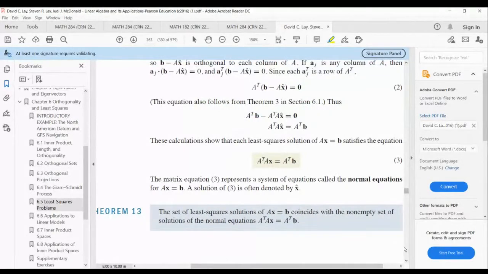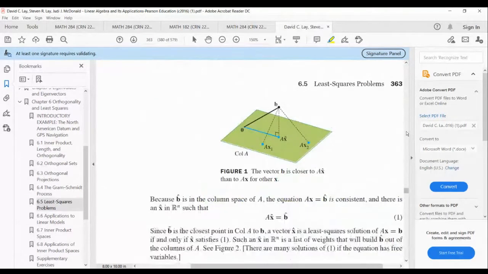Theorem 13, well, I want to be a little bit careful. Before getting to Theorem 13, let's look at figure 1, because figure 1 relates to what we just looked at. This is in section 6.5. In figure 1, they have a column space of A, just like we had, and they have a vector b outside the column space of A, and they've drawn some vectors in the column space of A.